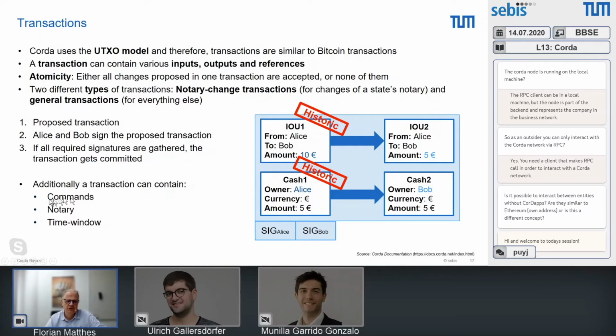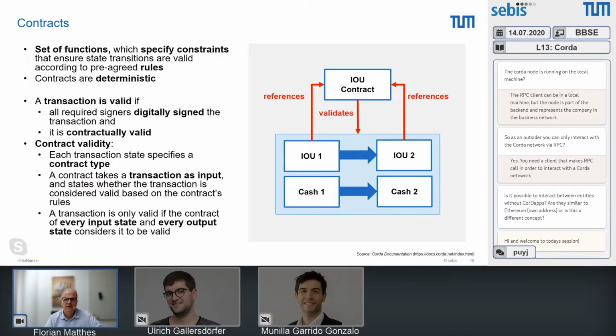You also have to associate a notary with your transaction. And if it's a notary change transaction, you obviously have to associate two notaries. The notary is the party which is responsible for the concurrency control here. And then you can also have additional commands which are executed with this transaction, but we won't cover this in the later parts.